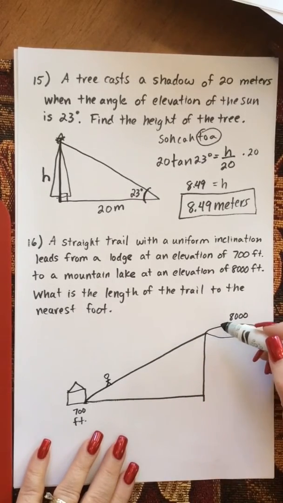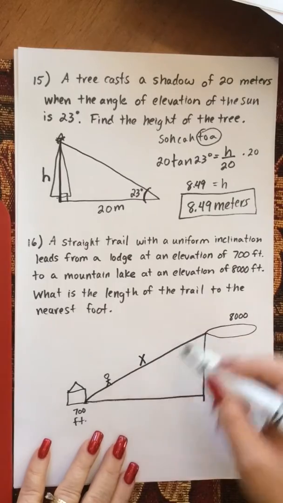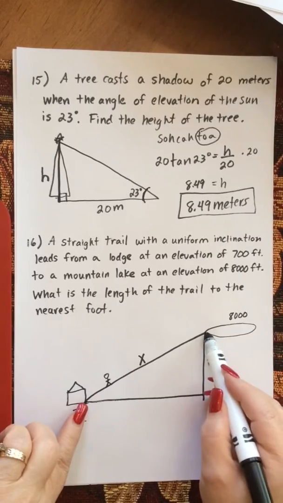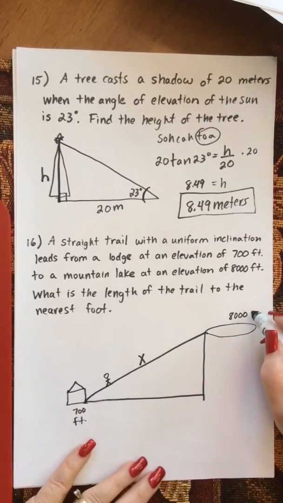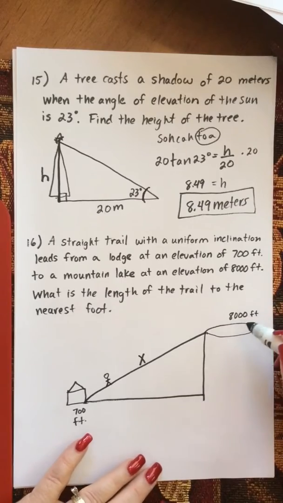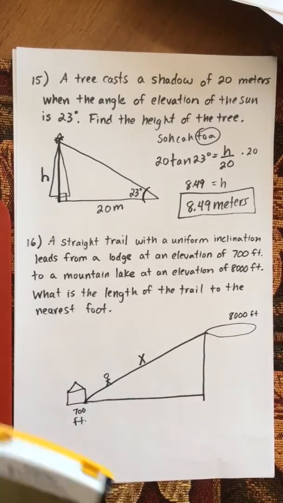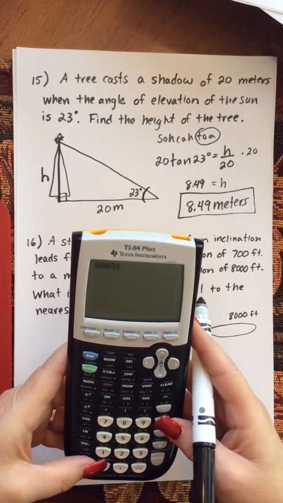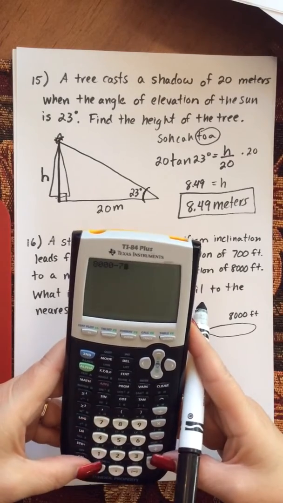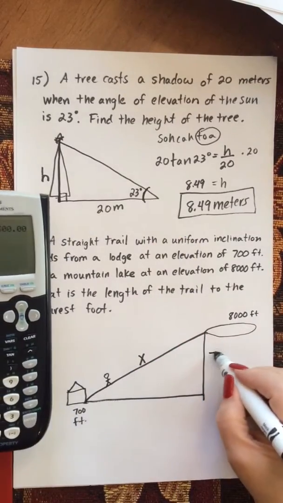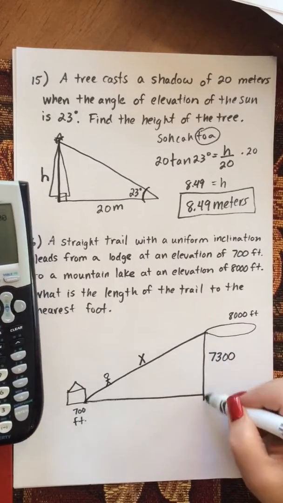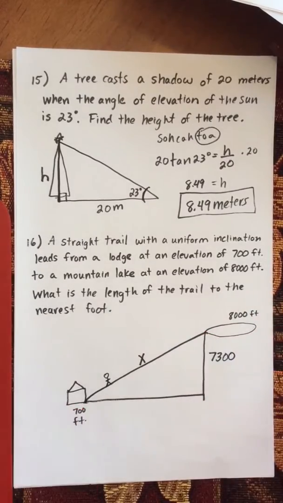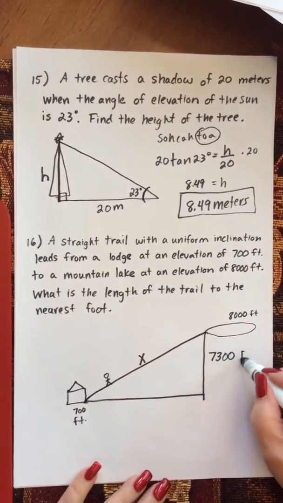And what they ask me is, what is the length of this trail? So I'm trying to find x, because this person's walking from the lodge that had an elevation of 700 feet to this mountain lake that has an elevation of 8,000 feet. What is the difference between 8,000 minus 700? I believe it's 7,300, but just so you'll believe me, we'll go ahead and use our calculator. 8,000 minus 700 is equal to 7,300. So that's how far we went up. That was the change in elevation, because we were at 700 feet and we went all the way up to 8,000. So this would be 7,300 feet.